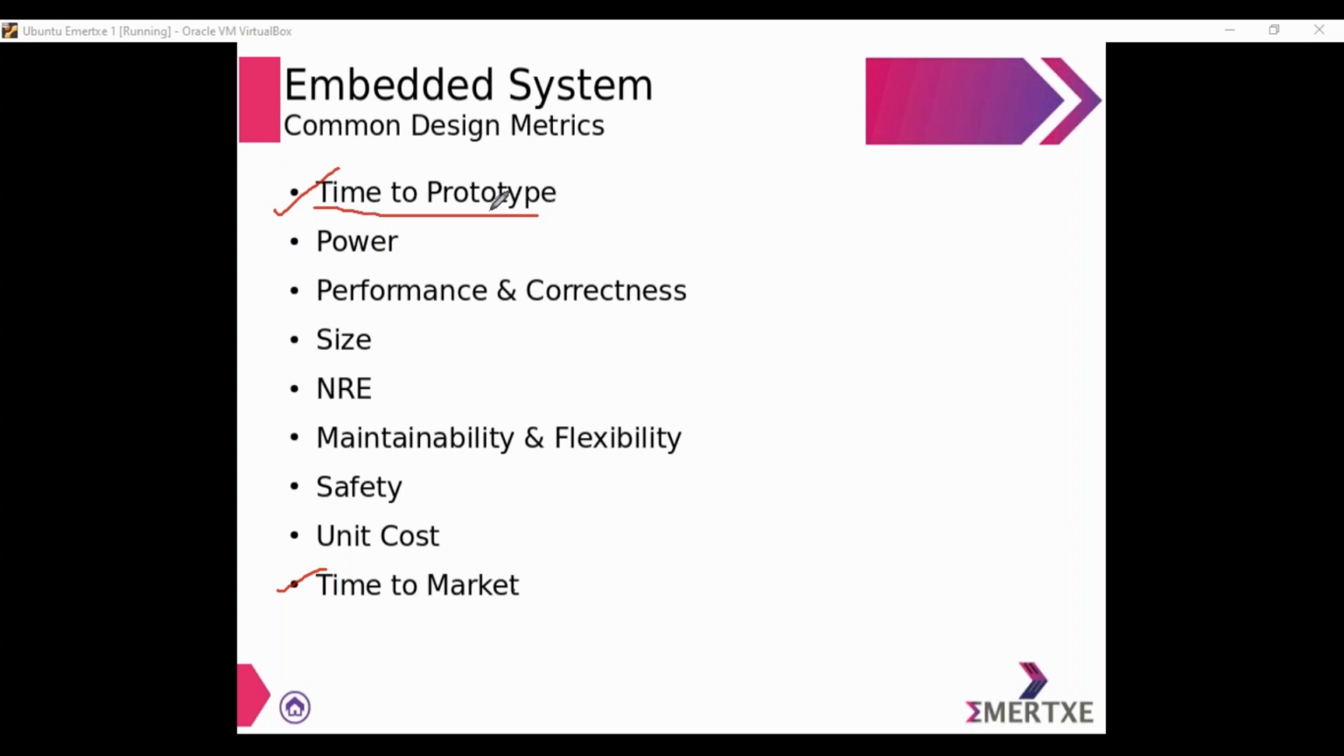Because by the time you hit the market, there can be another company who has already taken over the market. That is still possible. So you should not waste much of your time in just designing its prototype.